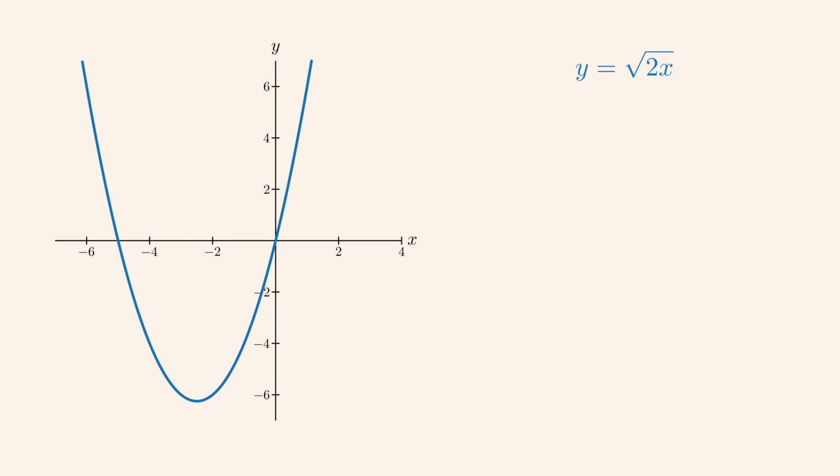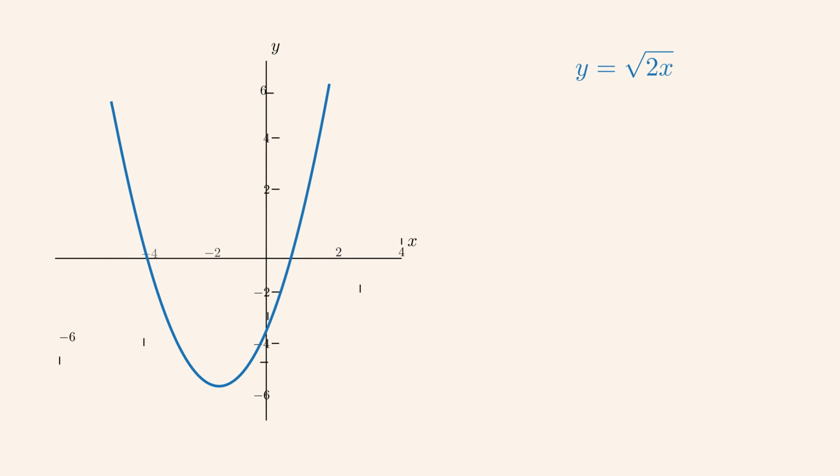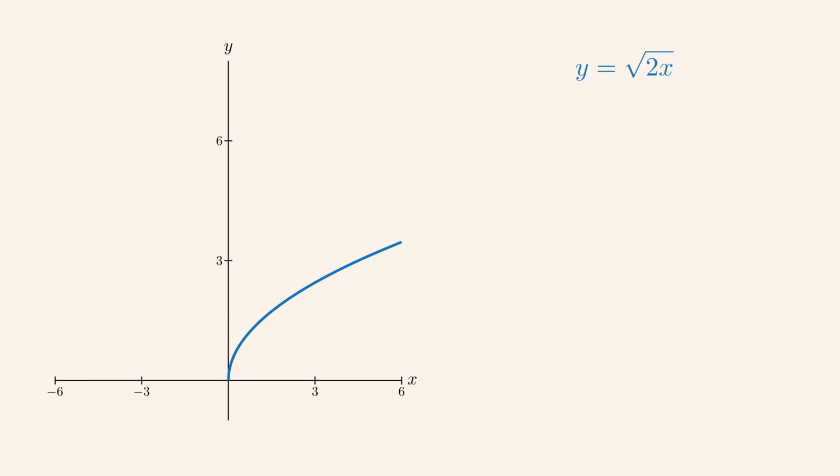Next, let's consider a square root function. Its graph looks like this. This time, we will translate the curve both horizontally and vertically. For translations, it does not matter which of these two movements we perform first.